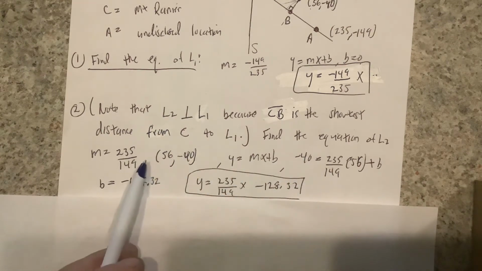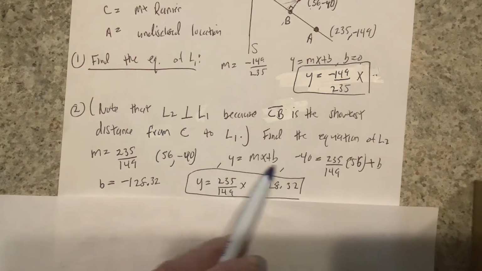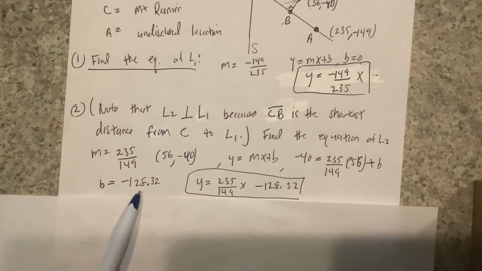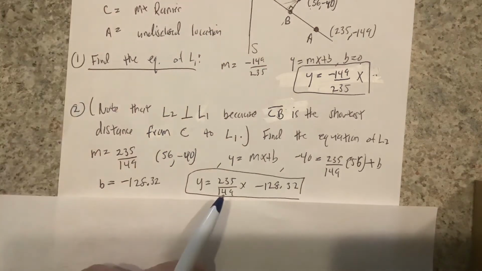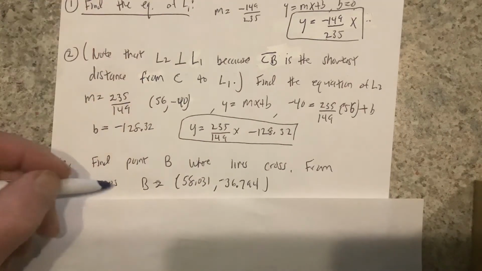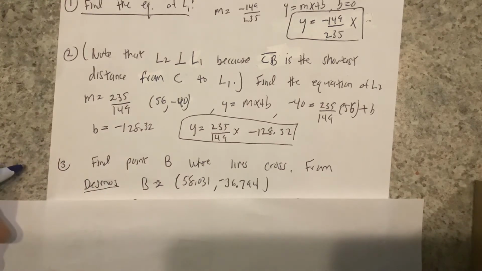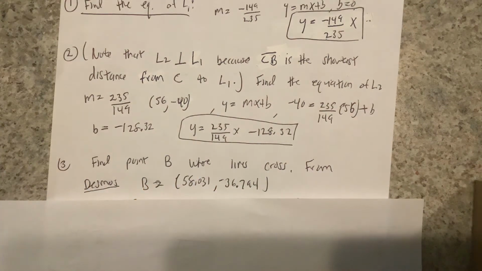Okay, so we know the slope and the point. You can use the point-slope formula. You can plug in the point and the slope, and you can solve this for b. I get b equals negative 128 over 32. It's way down here someplace. So now I have this equation. Now, to actually find where they cross, I just graph these on Desmos. I just graph this equation, and I see where they cross. You could do it algebraically. It would be really messy. So I would just enter them both on Desmos. This is what I get. The point where they cross is (58.031, -36.794).